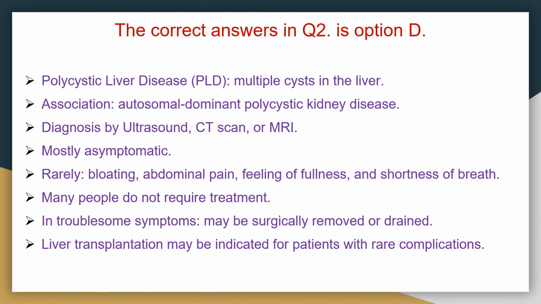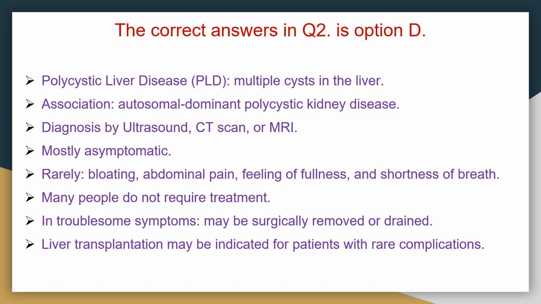Polycystic liver disease is a rare inherited condition characterized by the growth of multiple cysts in the liver. It is commonly seen in association with autosomal dominant polycystic kidney disease. Ultrasound, CT scan, or MRI can be used to detect the presence of liver cysts. It is mostly asymptomatic. Rarely, symptoms may occur due to the mechanical effects of liver enlargement, such as bloating, abdominal pain, feeling of fullness, and shortness of breath.